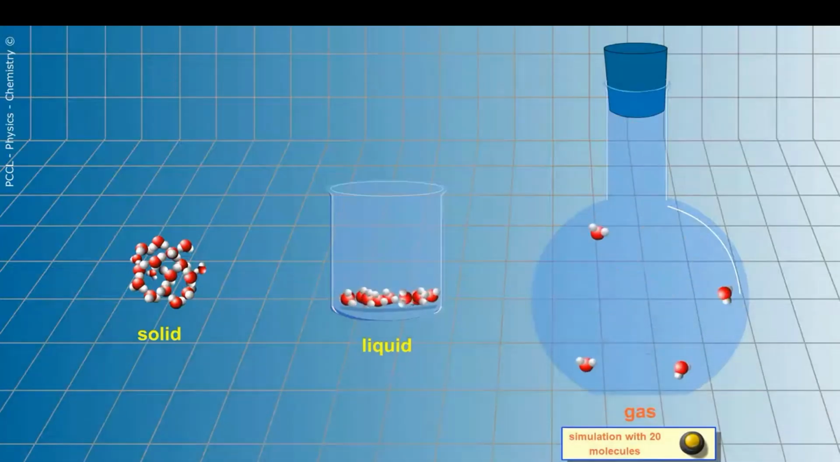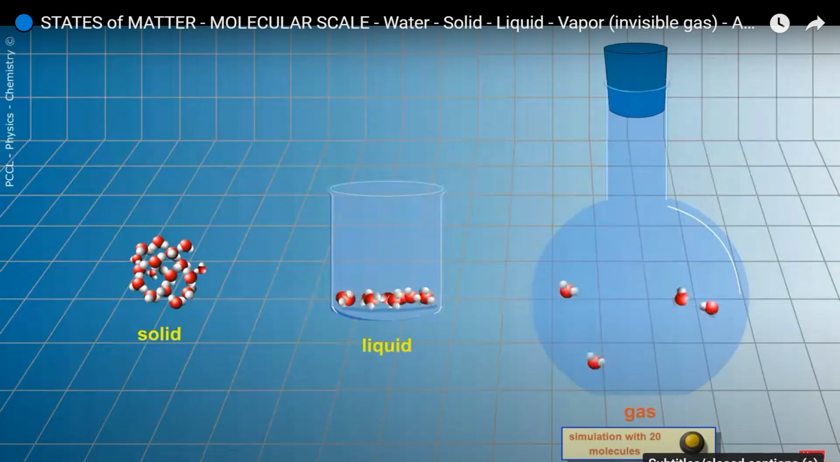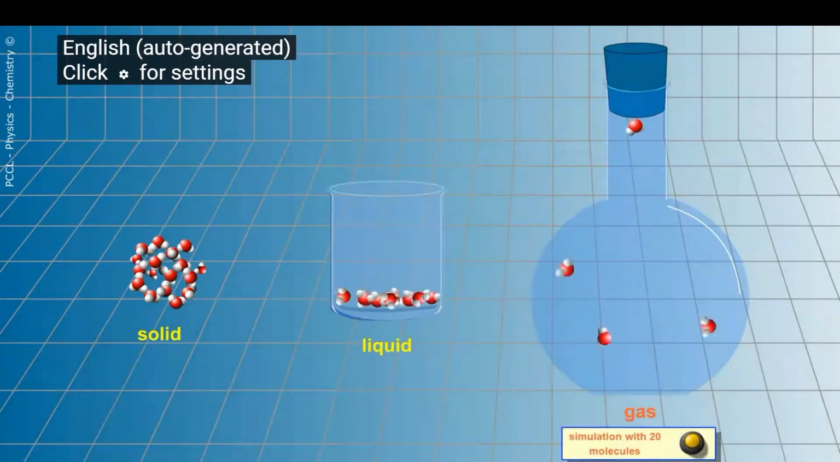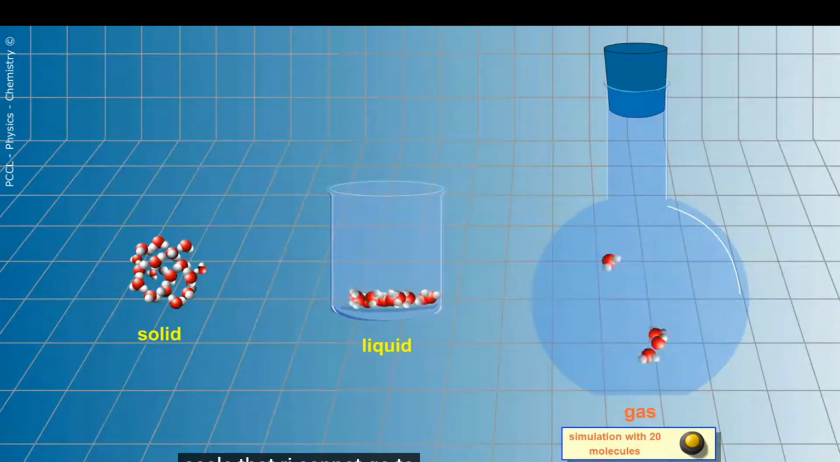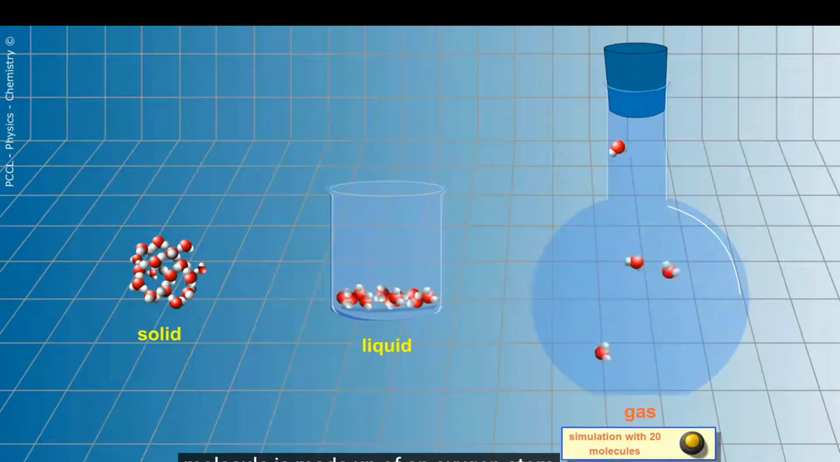Hi. Let me tell you about the states of matter at the molecular scale. That is, a scale that our eye cannot go to. I chose the example of water. The water molecule is made up of an oxygen atom and 2 hydrogen atoms.